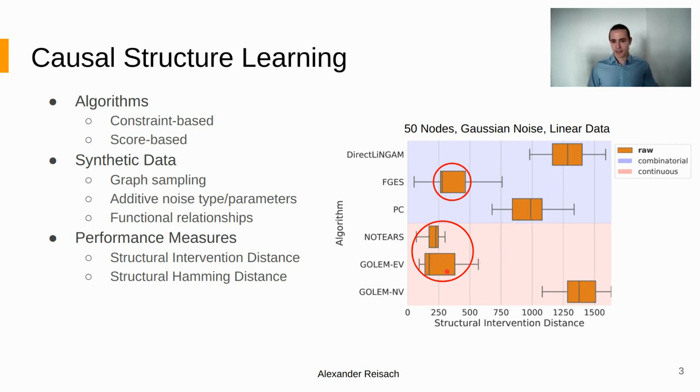Maybe one thing that's notable here is the reddish algorithms. They're based on continuous optimization. This is one very recent development, and causal structure learning is a very active field of research with many algorithms being developed, especially of this type very recently.